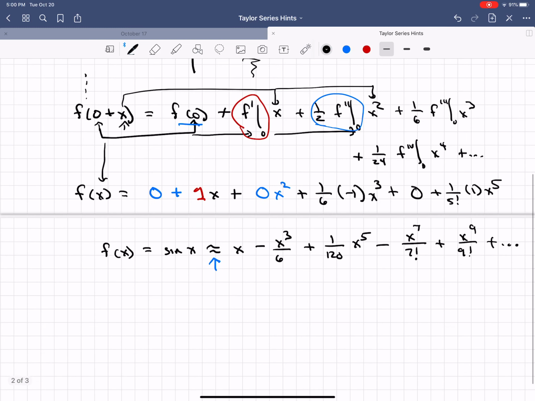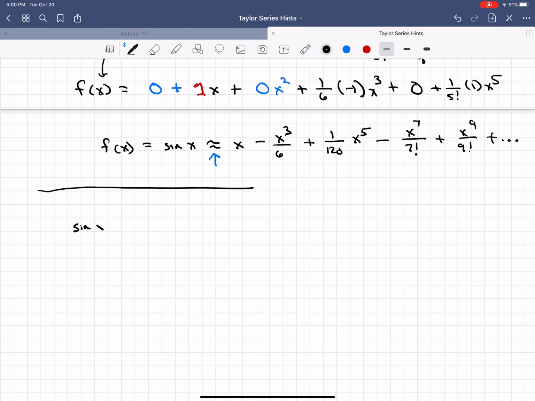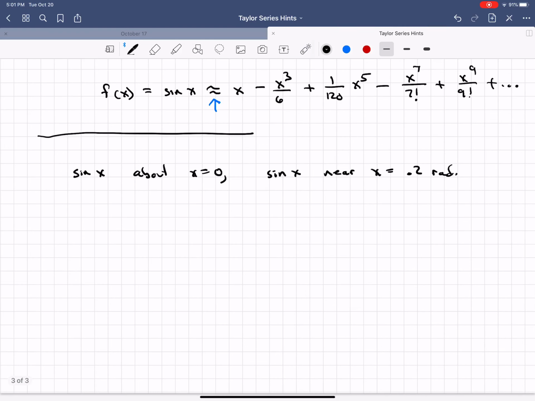So now, let's suppose that instead of wanting to compute the sine of x about x equals 0, I want to know what is the sine of x near x equals 0.2 radians. So again, I'm going to write down my table. So f is the sine of x, f prime is the cosine of x, f double prime is minus the sine of x, f3 is minus the cosine of x, f4 is back to the sine of x.